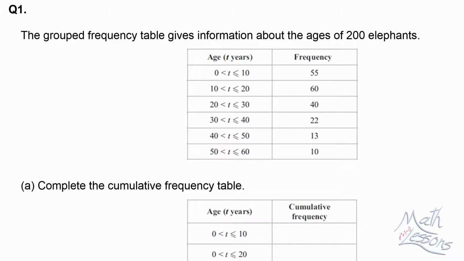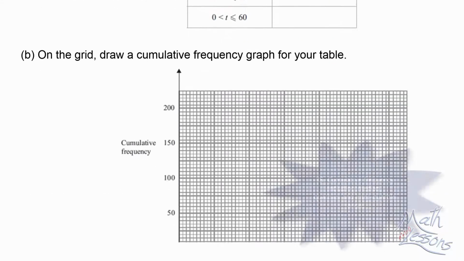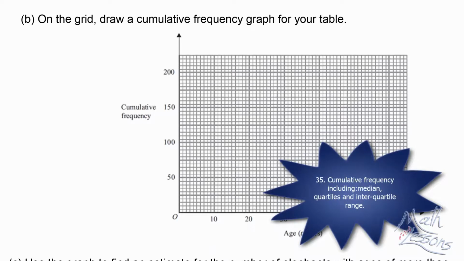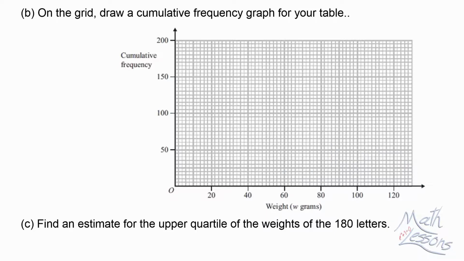Grouped data has not come up at all yet, so you could have this one where you've got to work out cumulative frequency in the cumulative frequency graph. Make sure when you do cumulative frequency graphs that you know how to find the upper quartile, the lower quartile, the interquartile range and the median, and how to find things which are greater than or less than certain values.